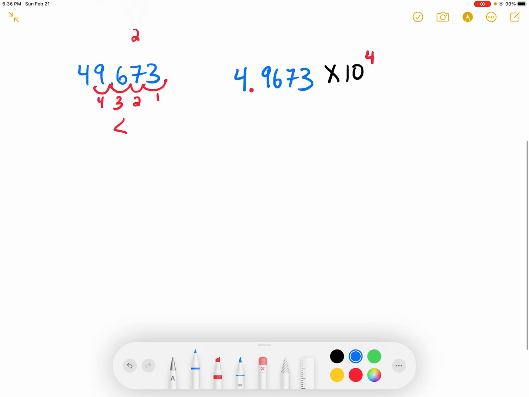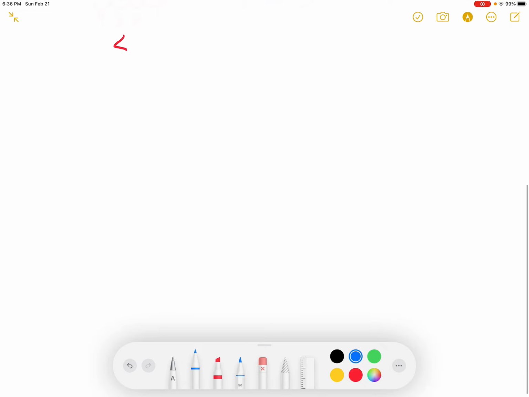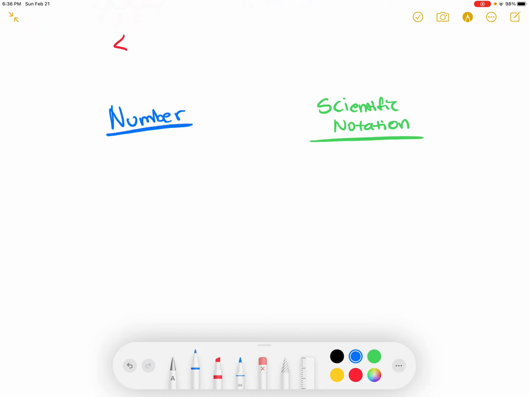All right, now let's go backwards. So let's say I know what the scientific notation is, and I want to go back to the original number. Here's how you would do that. So let's say the scientific notation is 8.2 times 10 to the 4th power.